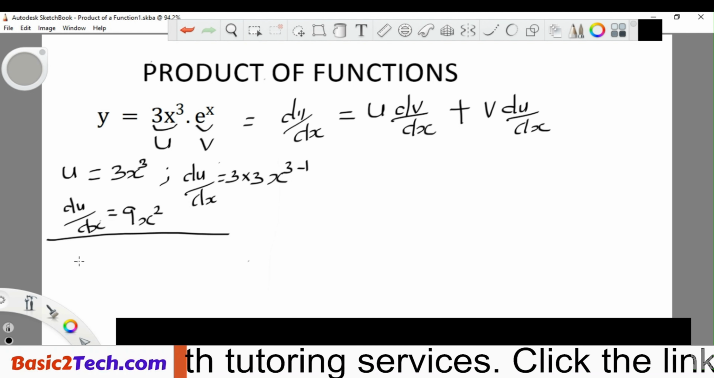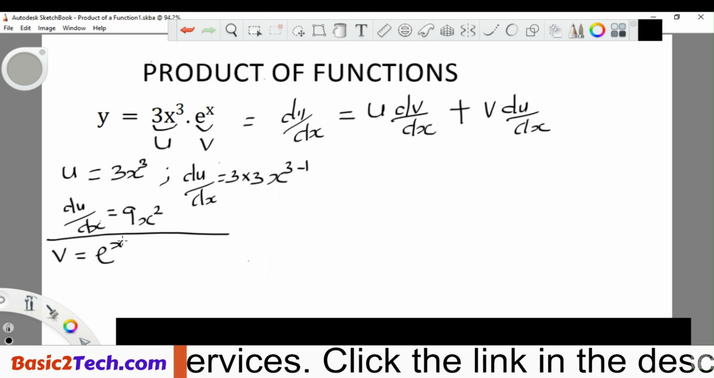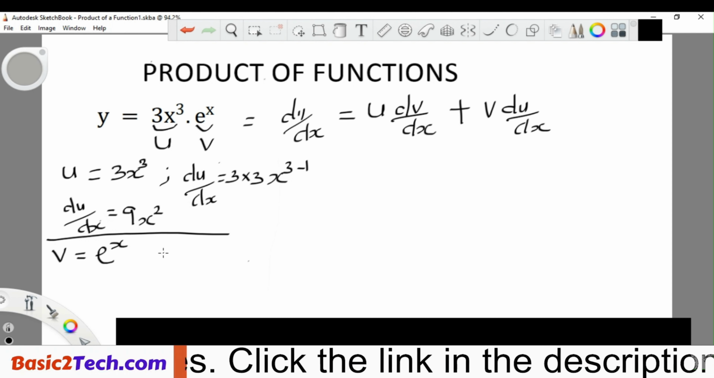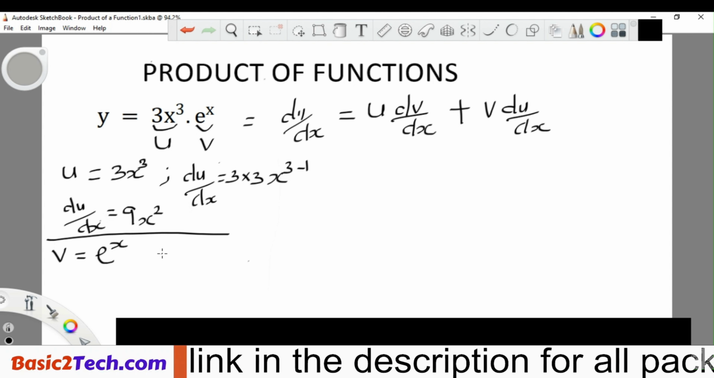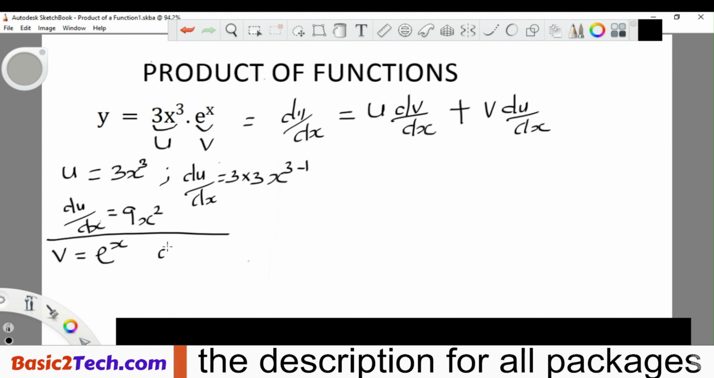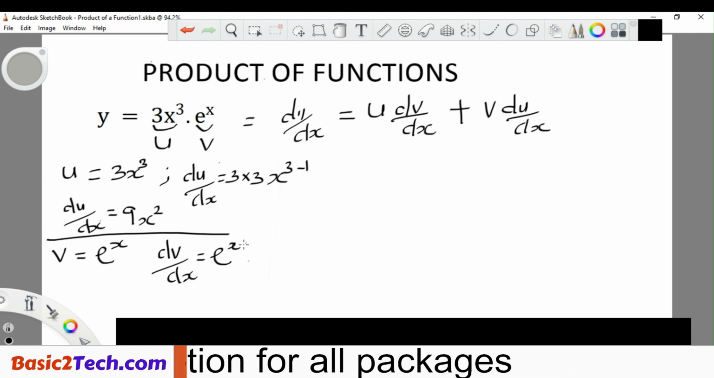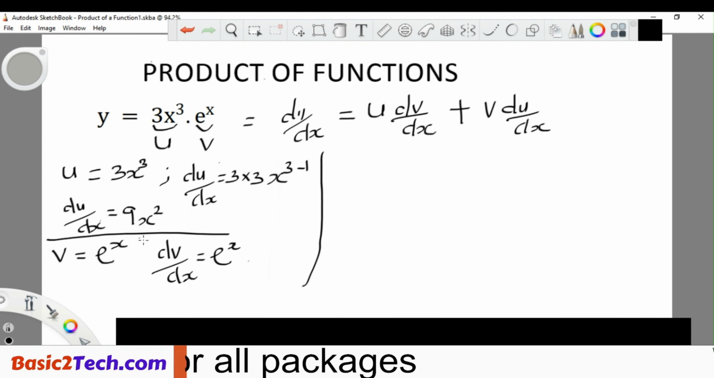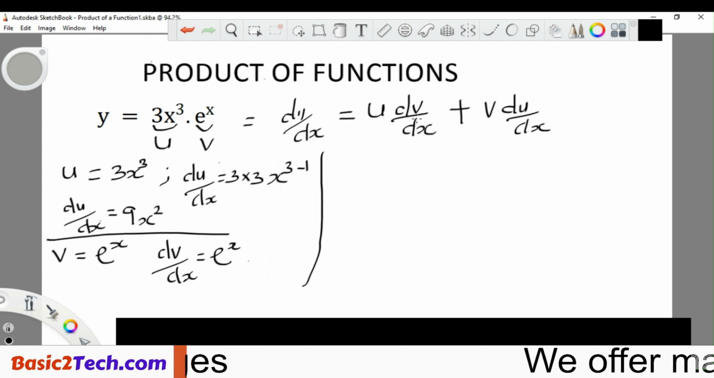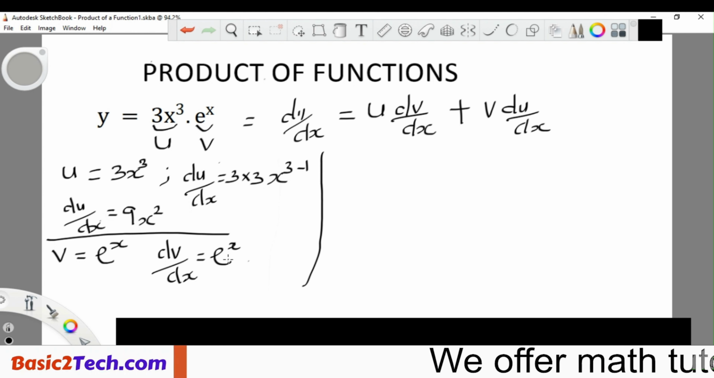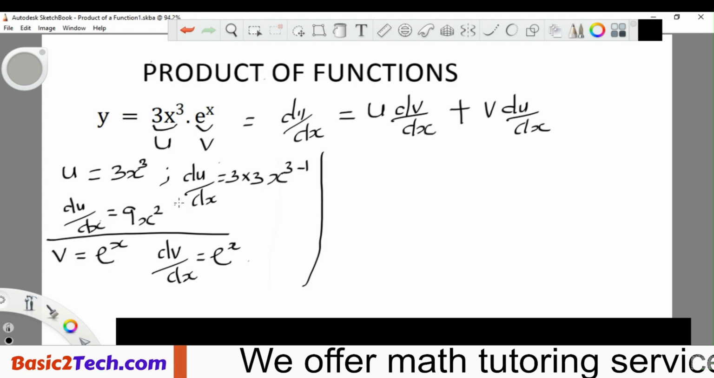Our next function is v. So we have v is equal to exponential x. And remember from our last slide, when we differentiate v with respect to x, we get exponential x. So the dv/dx will give us exponential x. So now we know all our variables. So our u is 3x cubed, the dv/dx is e to the power x, our v is exponential x, and our du/dx is 9x squared.